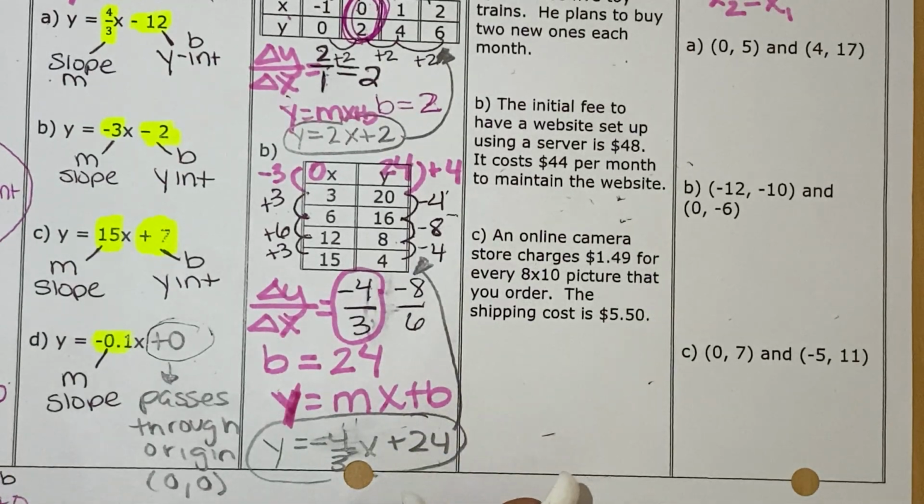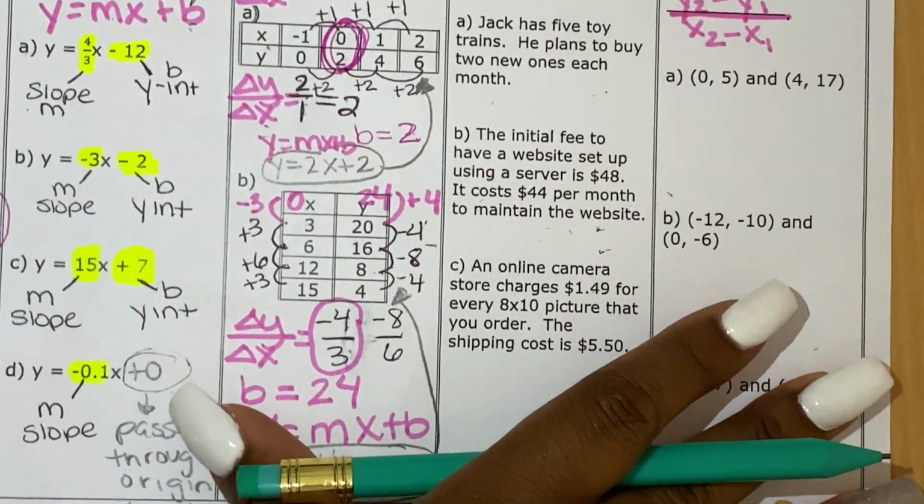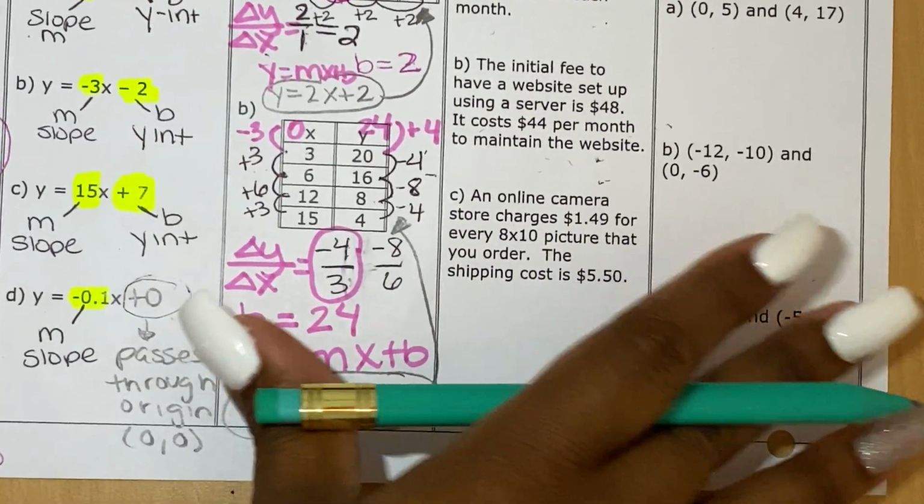Okay? Stay tuned to the next video where we will discuss the last two sections of this paper, slope from a word problem and slope from 2 points.